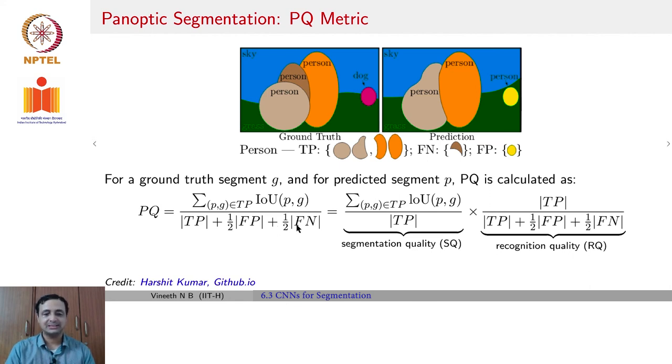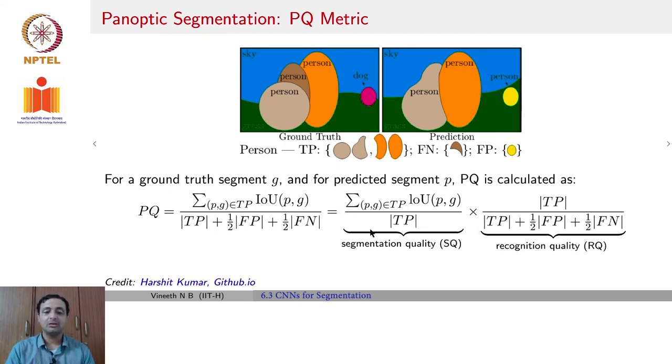If you analyze this, this can be written as, the numerator stays the same way. Let's multiply and divide by number of true positives. Then you would get the first term to be this way and the second term to be number of true positives by number of true positives plus half false positives plus half false negatives.